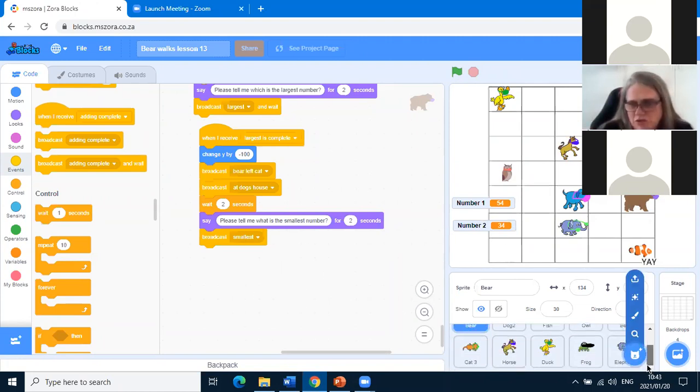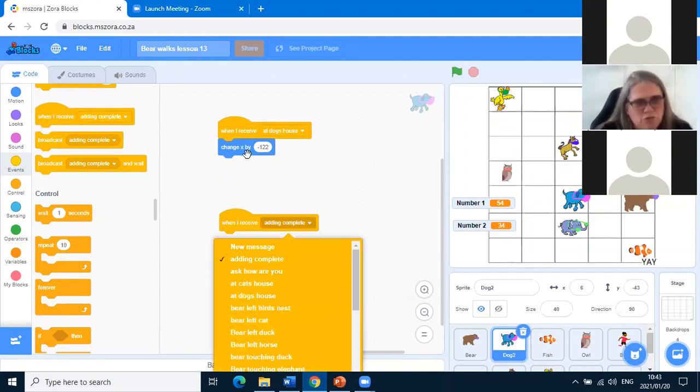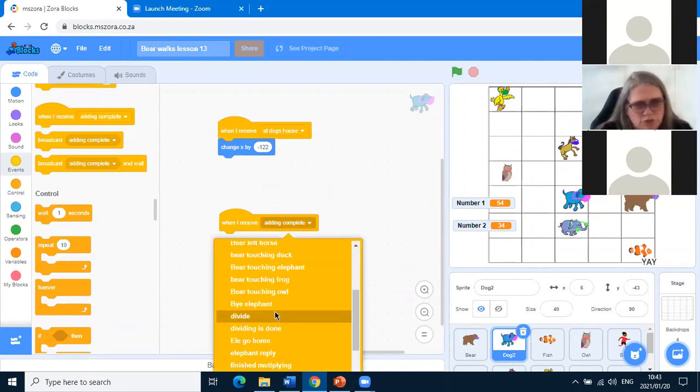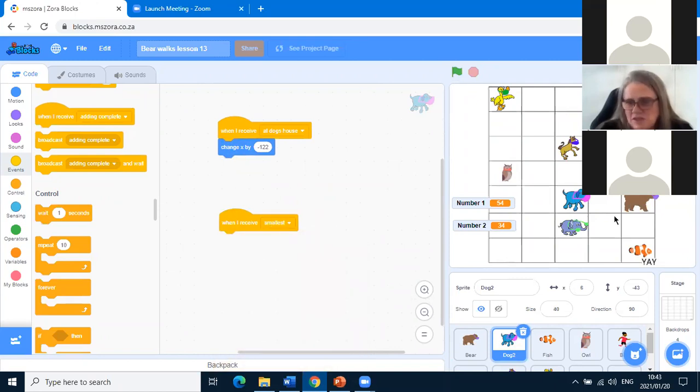So we go to doggy over here. Where's doggy? There you go. When I receive smallest, yes, I know we've got to put ends there, but we're not going to waste our time there. We can do it later with cleaning up. When I receive smallest, then dog's going to do the same that cat did, exactly the same.